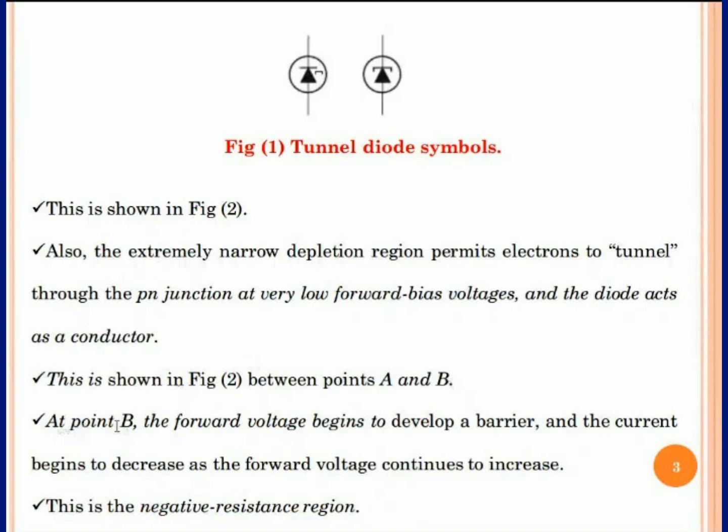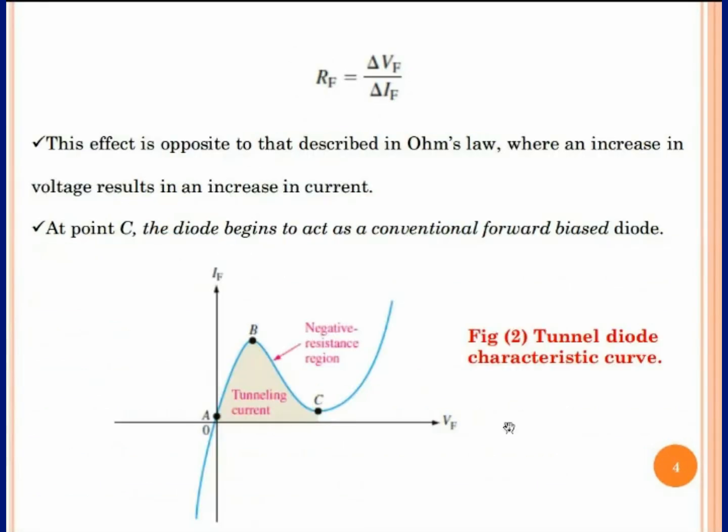At point A and point B, the forward bias begins to develop a barrier, and the current begins to decrease as the forward voltage continues to increase. That means at point B, the forward voltage begins to develop a barrier. So in this, we do the forward biasing. The tunnel diode operates in forward biasing conditions. Therefore, we increase the forward bias voltage from 0 to the required voltage, and the corresponding current we measure on the y-axis.